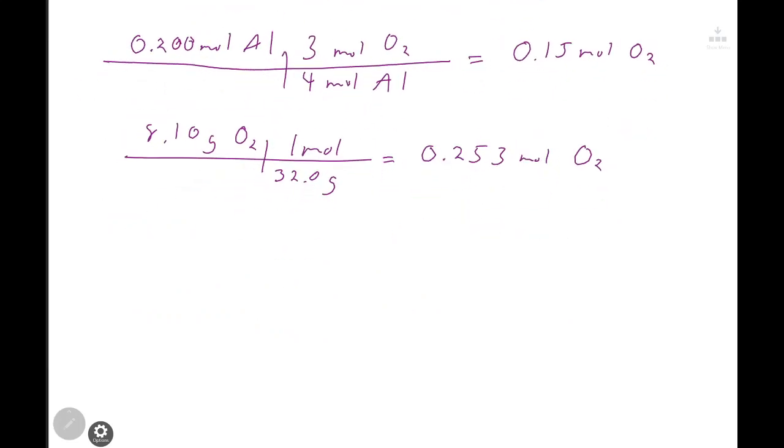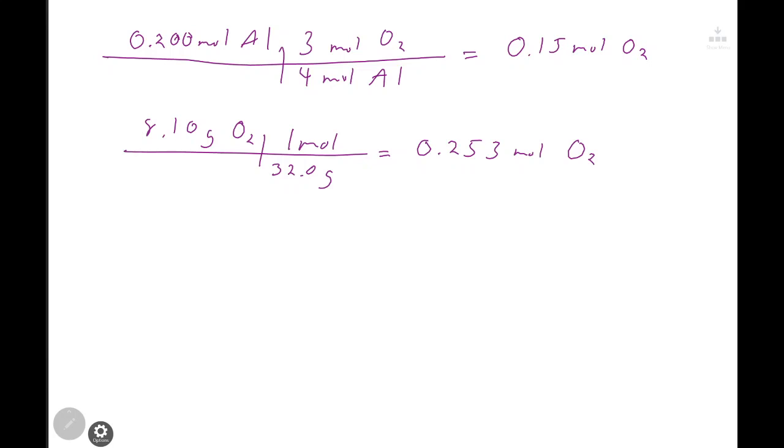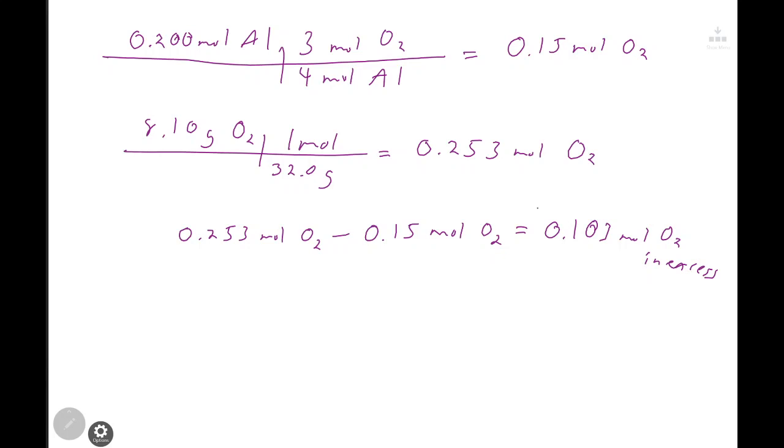Okay, so let's focus on these numbers now. Okay, so I want to know how much excess I had. So now all I need to do is take 0.253 moles of oxygen minus what I actually needed, okay, which gives me 0.103 moles of O2 in excess. Okay, so that would answer question 3.